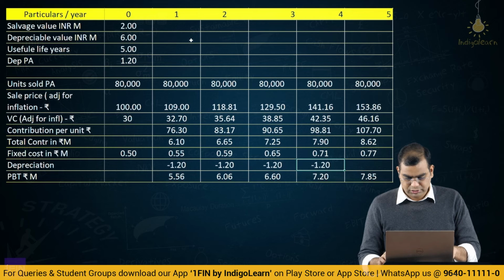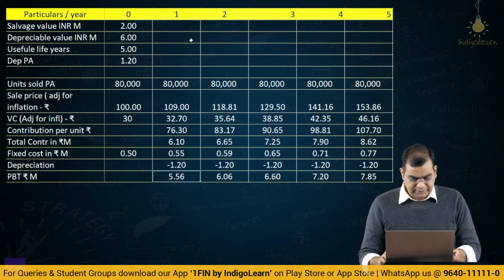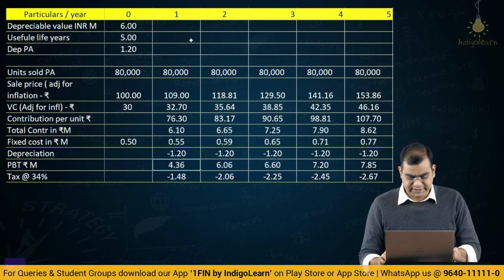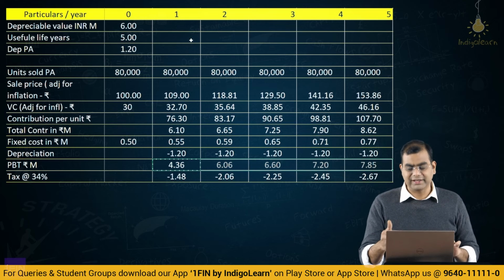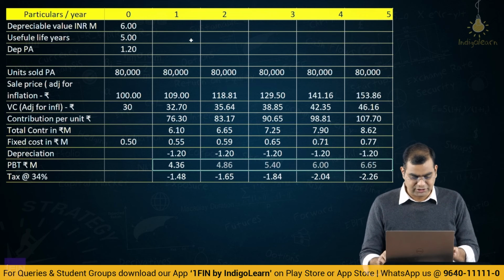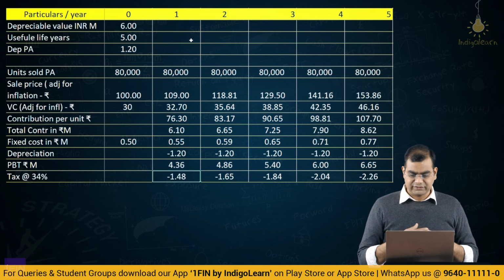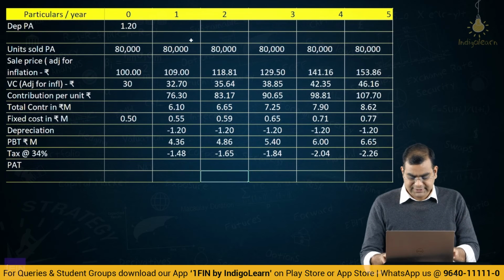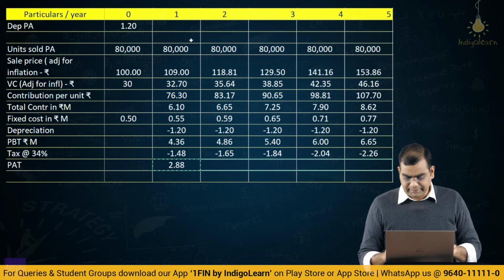So the PBT will be contribution minus fixed cost and the depreciation, which comes to 4.36. See, you shouldn't make this mistake in a hurry. I missed it. You should not miss it. Please do not miss it. Then on that you compute tax. Tax of 1.48 for the first year and so on and so forth, minus 2.26 for the last year. So PAT for the first year is 2.88, and for the last year you get a PAT of 4.39.